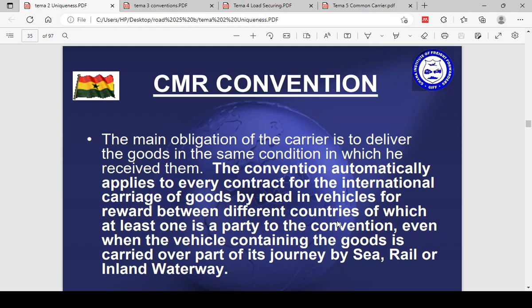The convention automatically applies to every contract for the international carriage of goods by road in vehicles between different countries, of which at least one is a party to the convention. Even when the vehicle containing the goods is carried over part of its journey by sea, rail, or inland waterway.